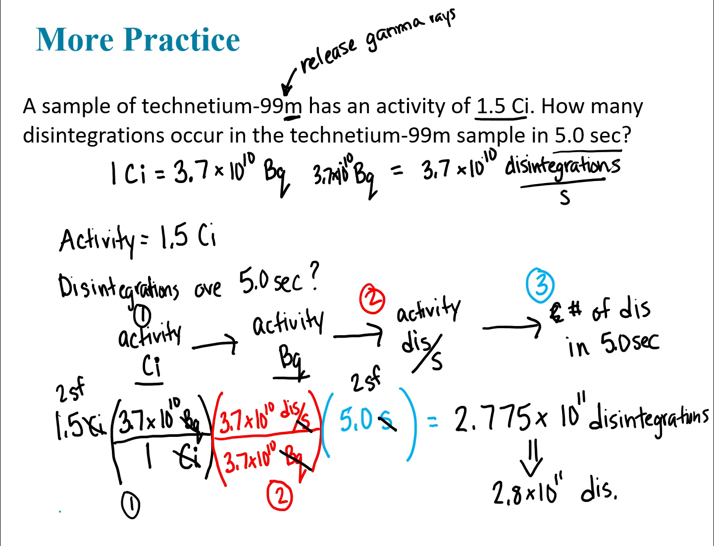So here's the problem. We've got a radioactive isotope with a certain activity that we're given in curies. And we have to figure out how many disintegrations occur in 5 seconds. That's the problem. Before we can go to disintegrations, we have to be able to relate curies to disintegrations per second.